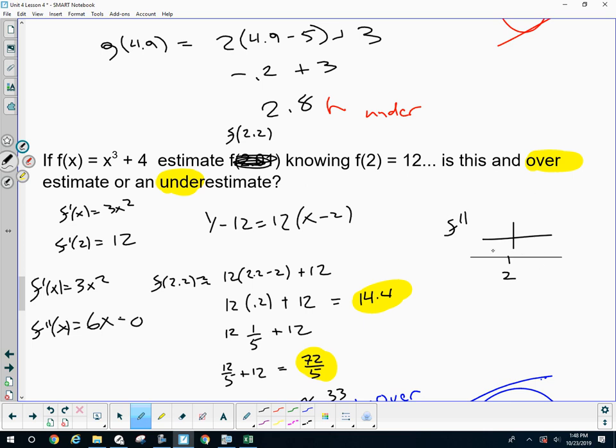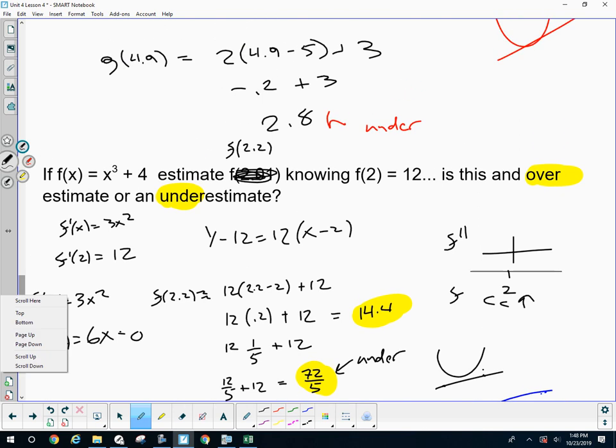You can see they're positive to the right of 0. That means f is concave up. Draw a picture of something concave up. Draw a tangent line. Concave up, tangent line. My tangent line approximations are under. Yes, I don't look at the approximation at all.